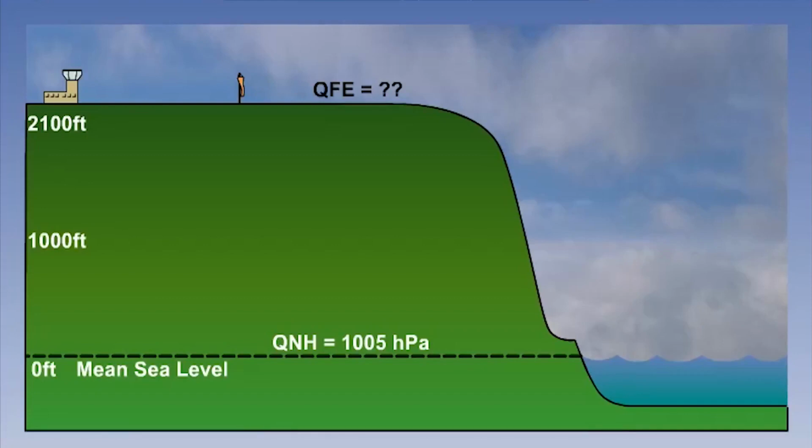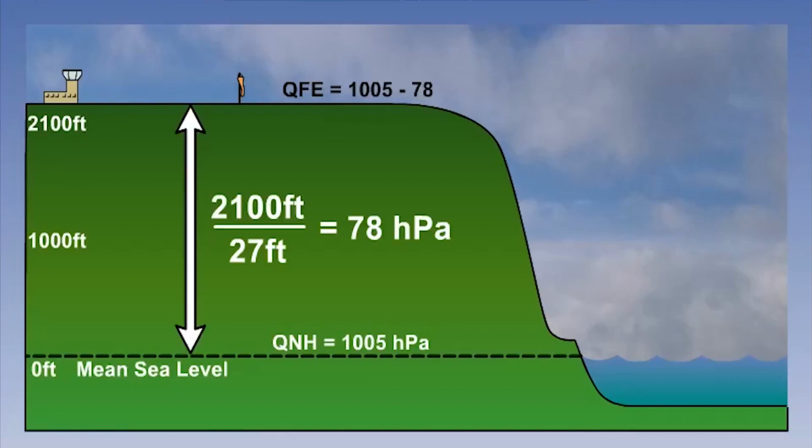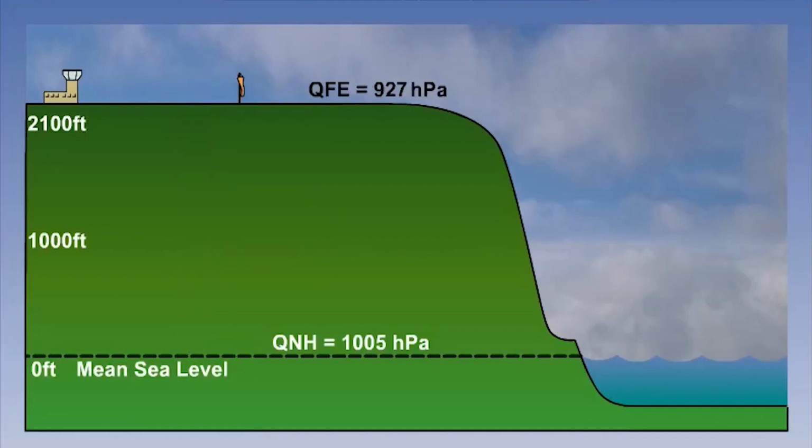But how much lower? If we know that in a height of 27 feet the pressure changes by 1 hectopascal, then we can say in 2,100 feet we have a pressure change of approximately 78 hectopascals. Therefore, the airfield pressure will be 927 hectopascals.